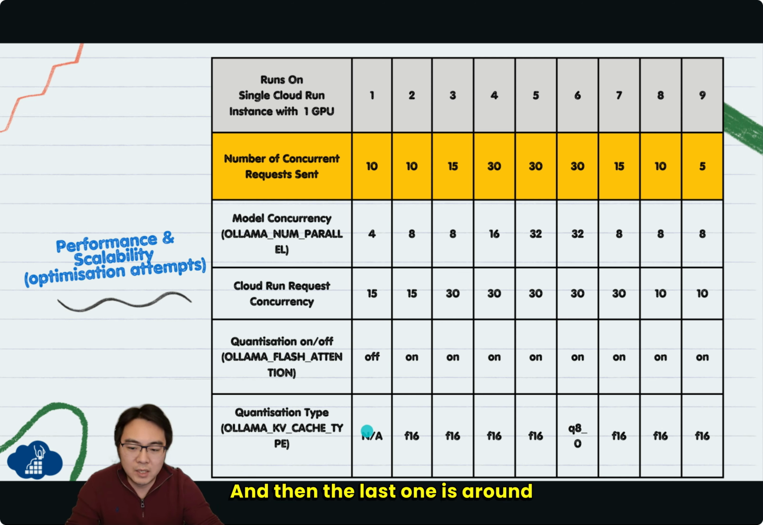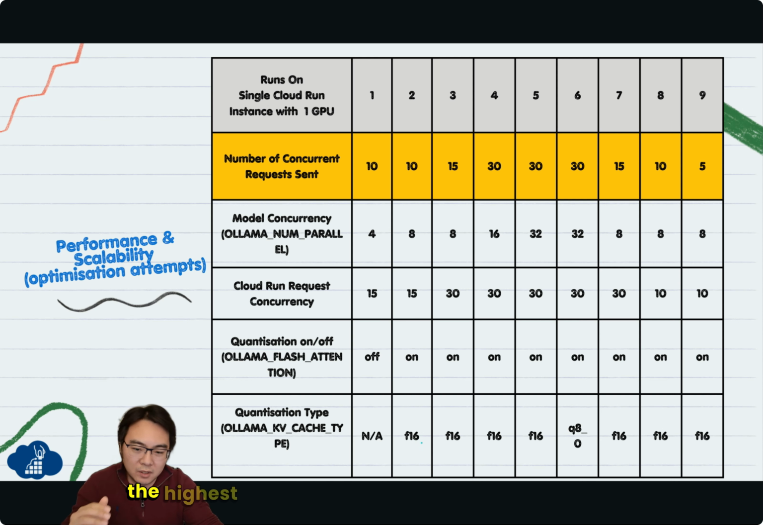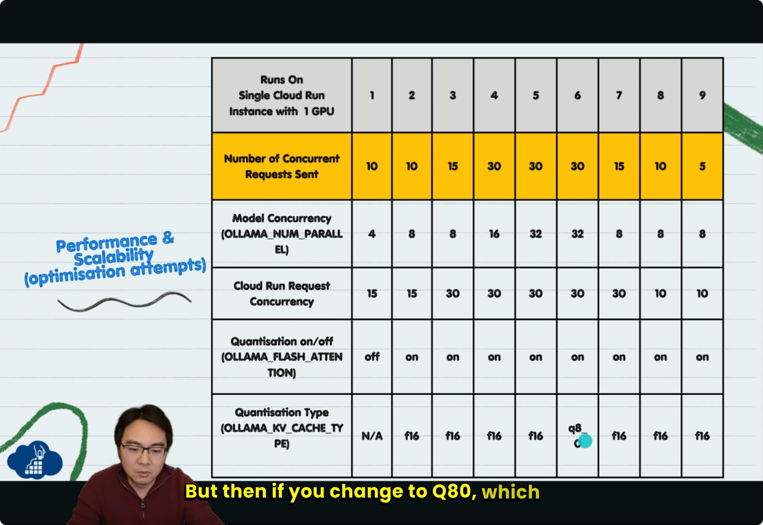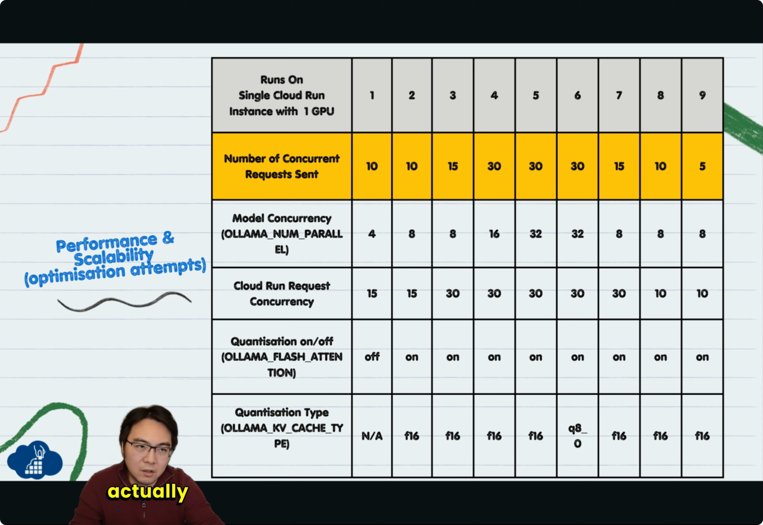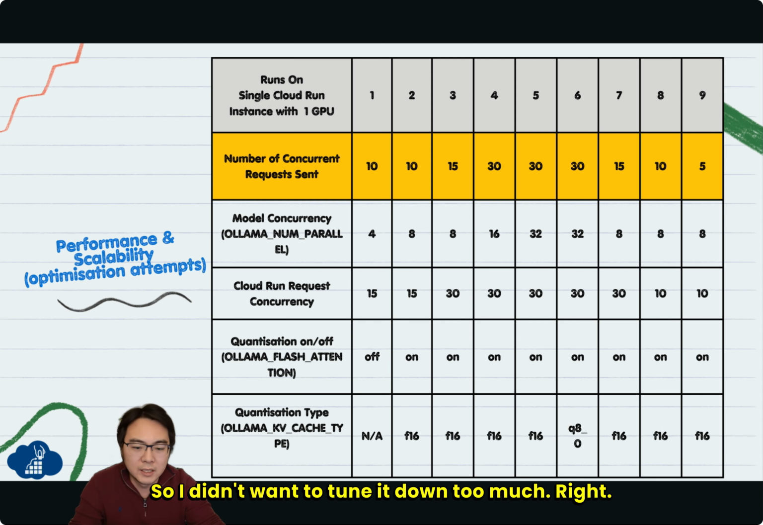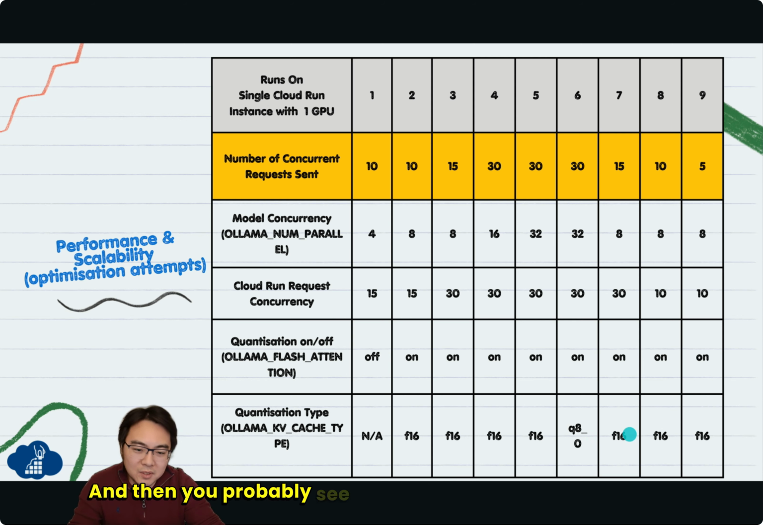And then the last one is around the different cache levels. In a nutshell, F16 is the default, which is the highest setting when you turn this on. But if you change to Q8_0, it will actually halve the memory footprint for the single session version, but at the same time it will have a slightly reduced quality of the output. So I didn't want to tune it down too much, right? This is just, let me try to see if it helps. And then you probably see what happened, because on the test you can see it kind of started going down, right?